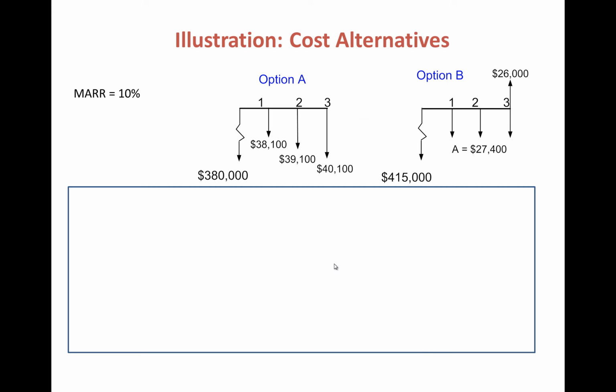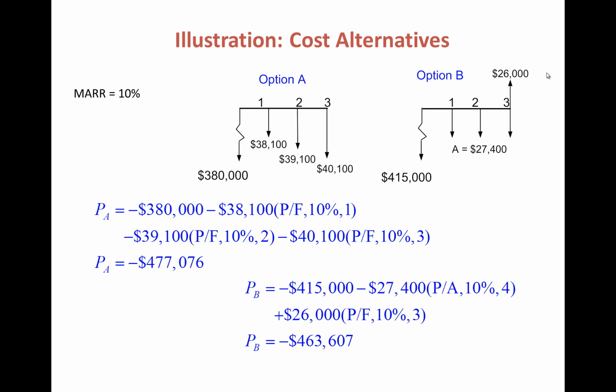So here's an illustration of cost alternatives. And in the case of cost alternatives, remember that we're not expecting a positive cash flow. We're expecting there to be an upfront cost and then maybe operating costs over time. In the case of option B here, there's a small salvage value at the end. And so we're not going to be able to calculate the internal rate of return here, but we still can find the present value of these two options.